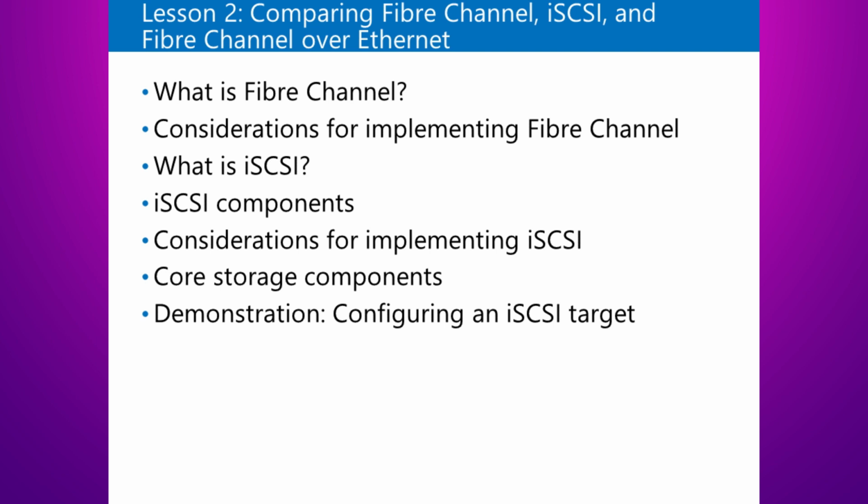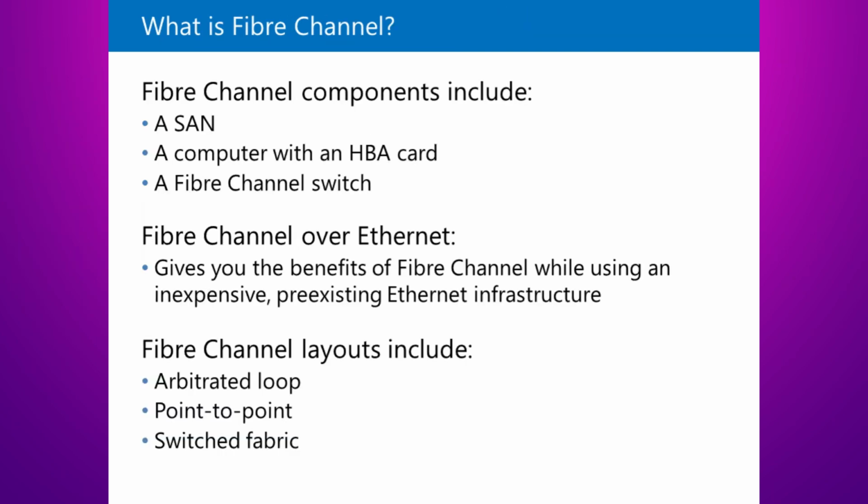an iSCSI target. Fiber Channel is a high-performance network technology that you use primarily to connect computers to SANs. It is a standard with a long history, and it was approved in 1994. Fiber Channel relies on the Fiber Channel Protocol that transports SCSI commands over a network. A typical Fiber Channel implementation contains the following components.